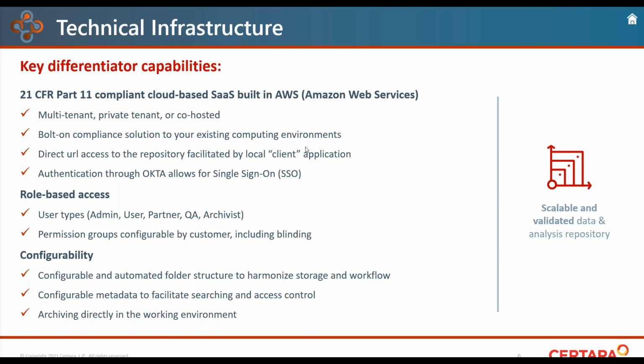For security, we have role-based access, with particular user types like admin, the full licensed user, a partner, QA, and then an archivist. Each of those user types has certain allowable permissions. And in granting those permissions, you can add users to permission groups that are easily configurable by the customer. And adding users to those groups will automatically grant those users the permissions that are associated with the group.